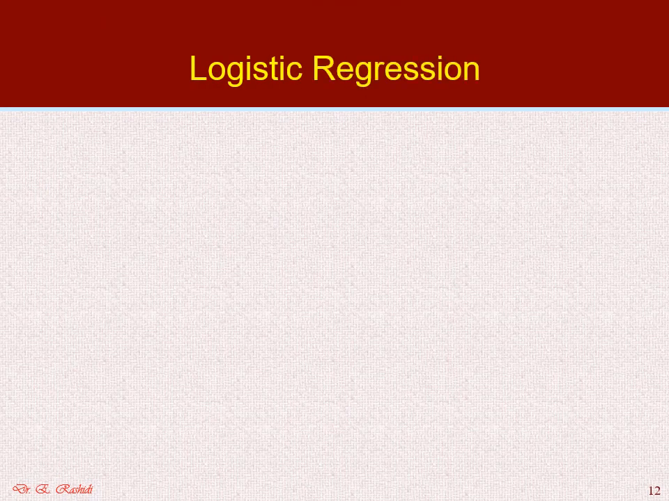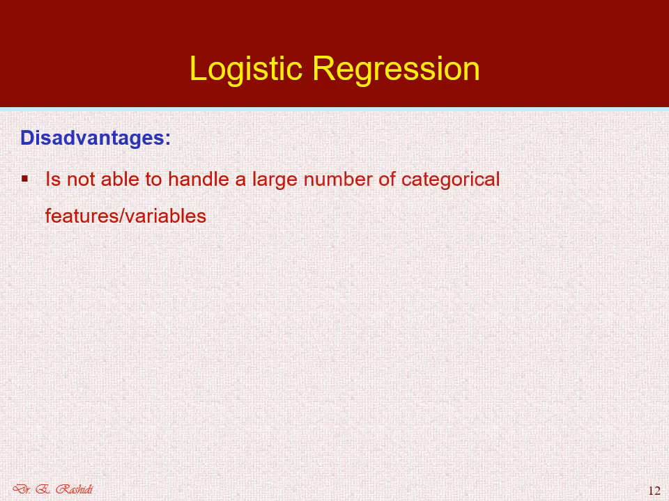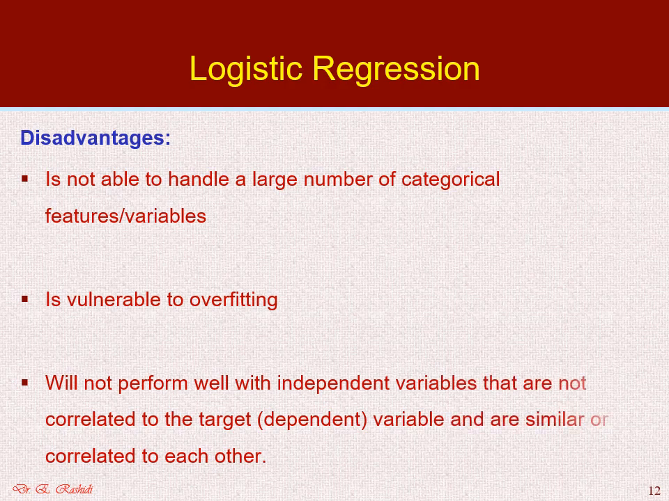Let's now see the disadvantages of logistic regression. Logistic regression is not able to handle a large number of categorical features or variables. So if you have a problem that has a lot of categorical or feature variables, probably logistic regression is not going to perform well. Also, it is vulnerable to overfitting, and it will not perform well with independent variables that are not correlated to the dependent variable or target variable, and also are similar or correlated to each other.